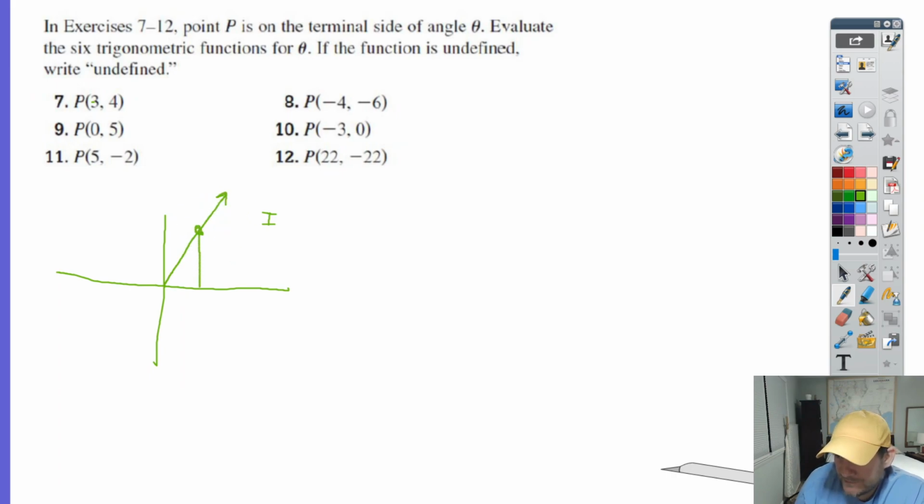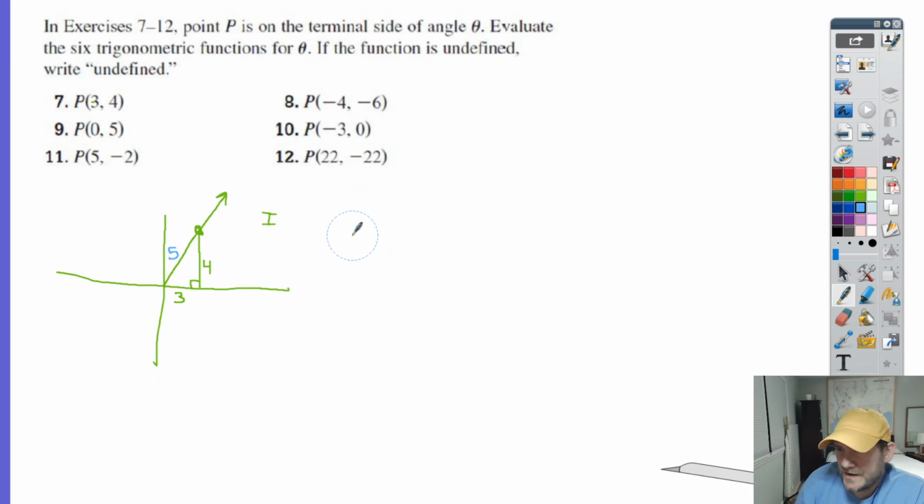Also, I can imagine my right triangle. I've got my horizontal leg is 3, my vertical leg is 4. My hypotenuse, if you do the math, is going to turn out to be exactly 5. So given all that data, could you find all 6 trig functions? Yeah, of course you could. You just plug and chug, right?